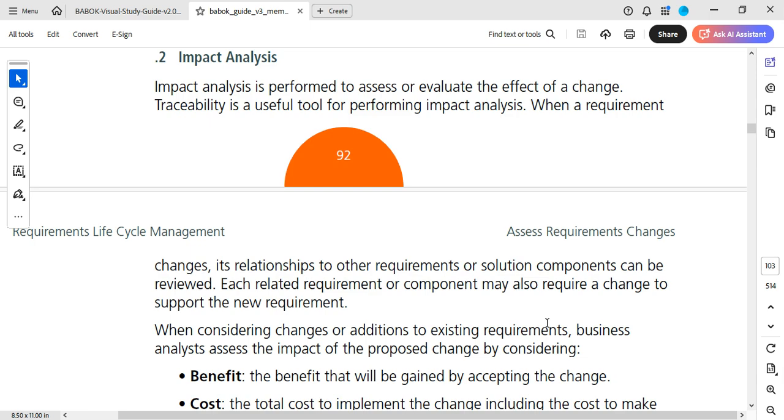So we are supposed to plug and play. We're now plugging and now playing. It would affect everything. Each related requirement or component may also require a change to support the new requirement.